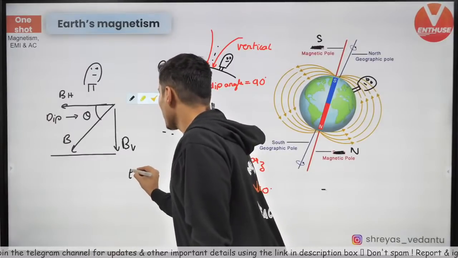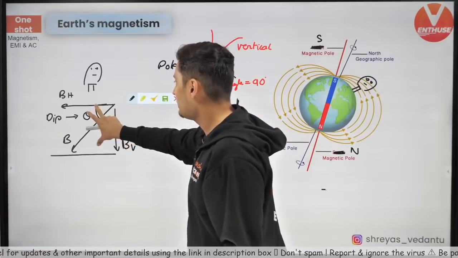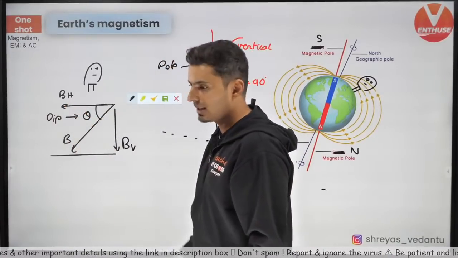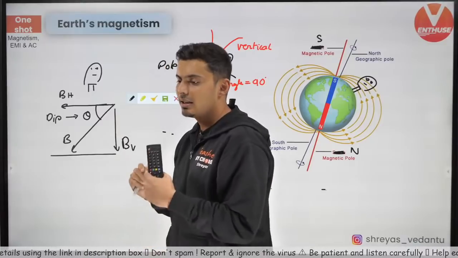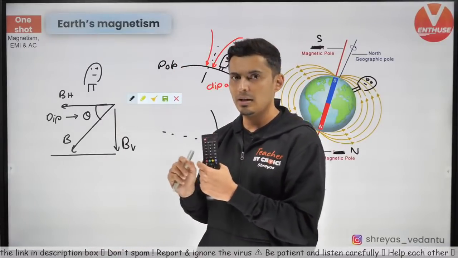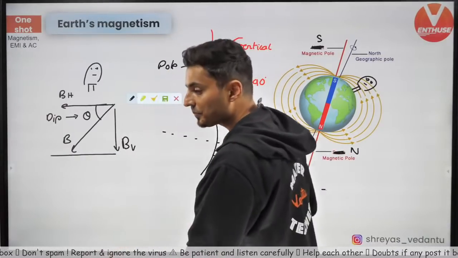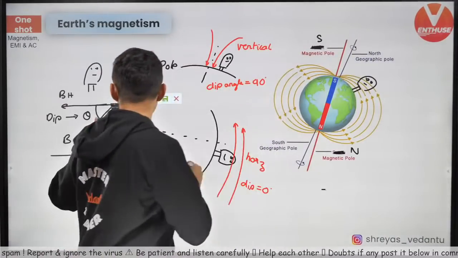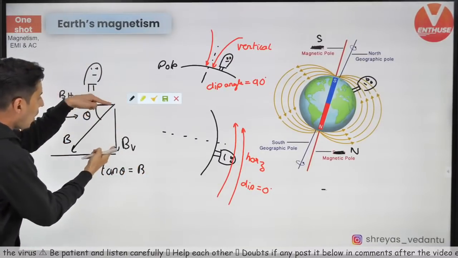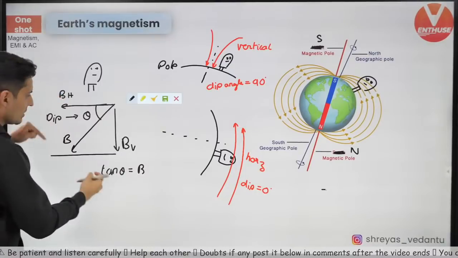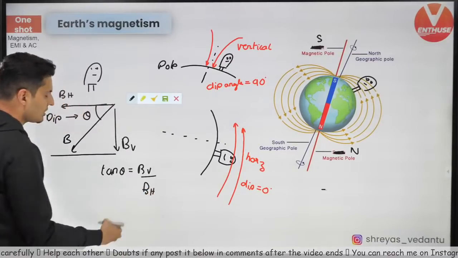Now the next thing that you should know, what is the relationship between BV, BH, B? You can clearly see that this is a nice triangle which can be formed. You shift BV over there. So you will see that tan of theta will be the opposite side, BV, divided by the adjacent side, which is BH.